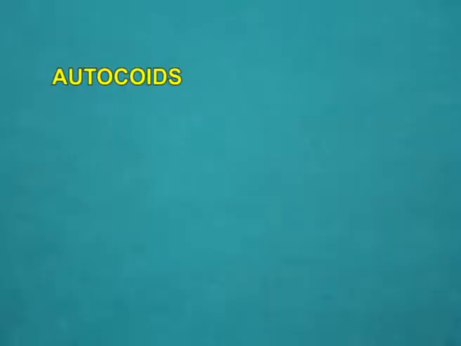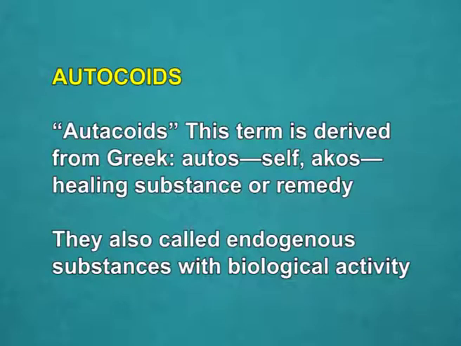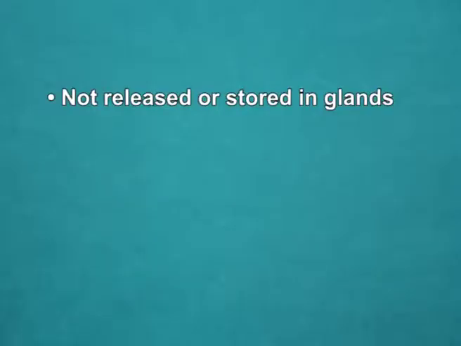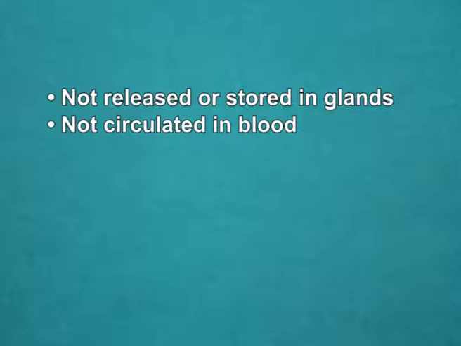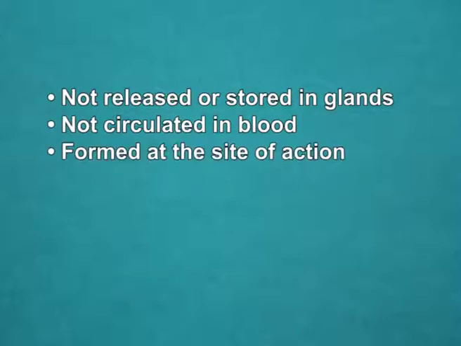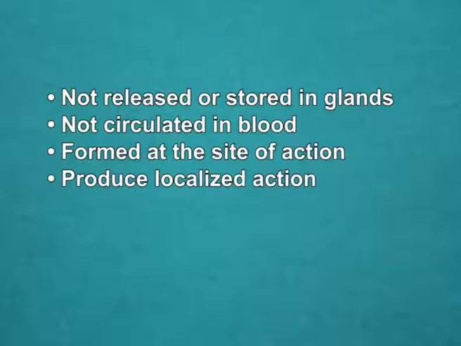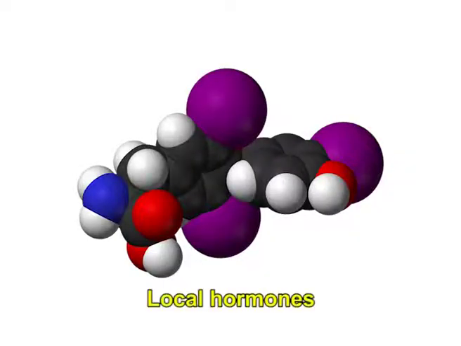Before going to the different module details, first of all we will discuss the definition and classification of autocoids. What are autocoids? The term is derived from the Greek words autos, self, and akos, meaning healing substance or remedy. They are also called endogenous substances with biological activity. They are also known as local hormones because they are not released or stored in glands, not circulated in the blood, formed at the site of action, and produce localized action.